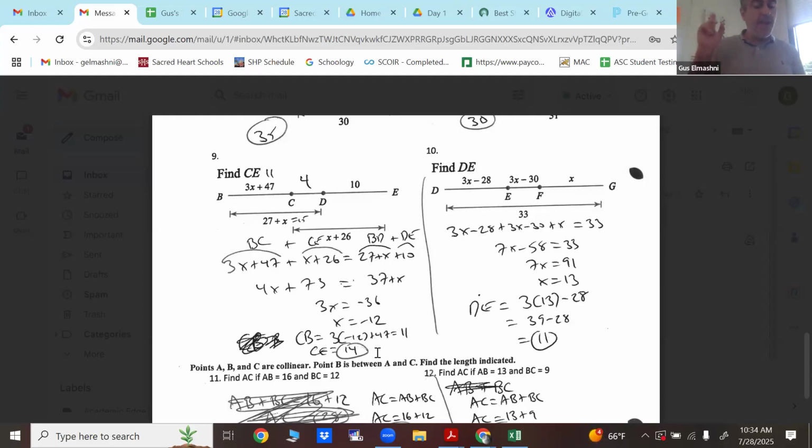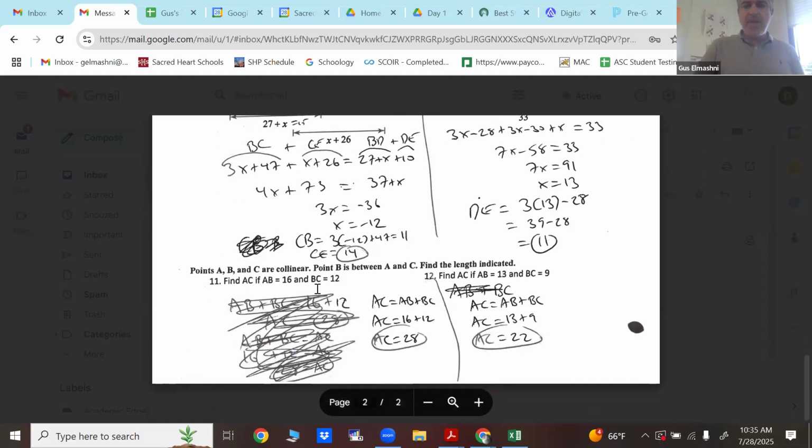Sorry, x is negative 12. Then you plug negative 12 back into whatever to solve for CE. CE is going to be x plus 26. I should have done negative 12 plus 26, but anyway, I got a little complicated there. Cool. And then lastly, these just line up. AB plus BC is 28. AB plus BC is 22 for number 12. So, okay. Questions?